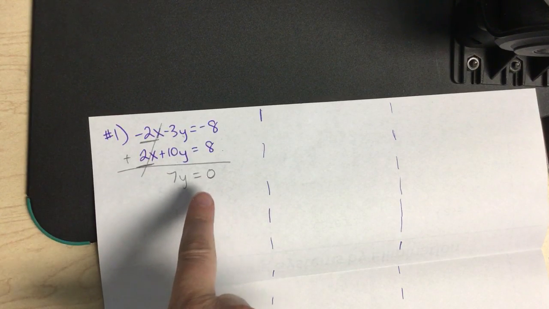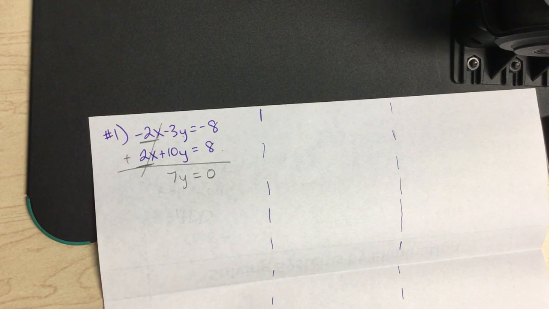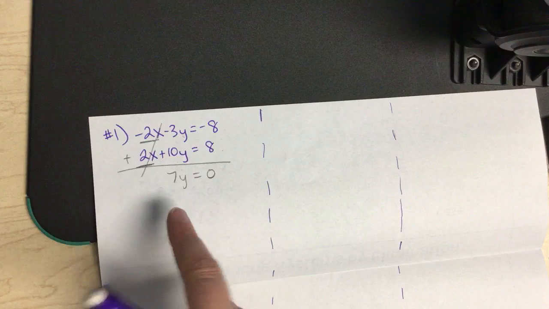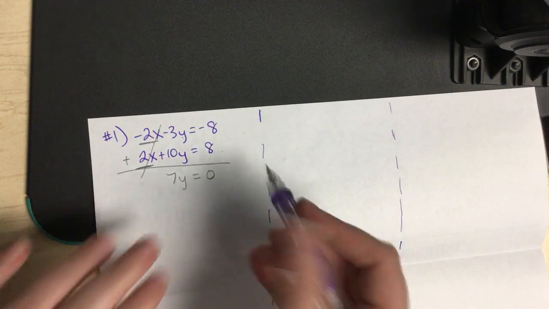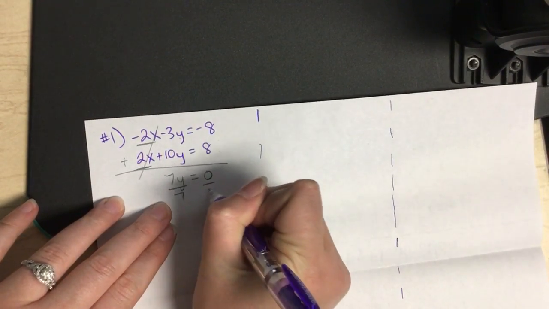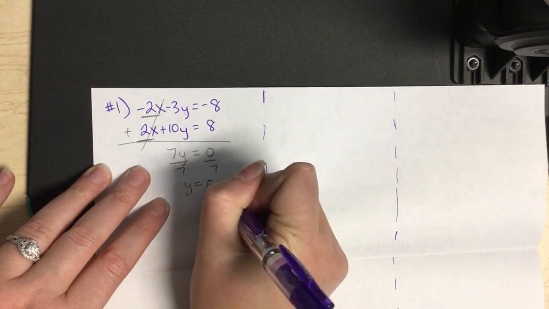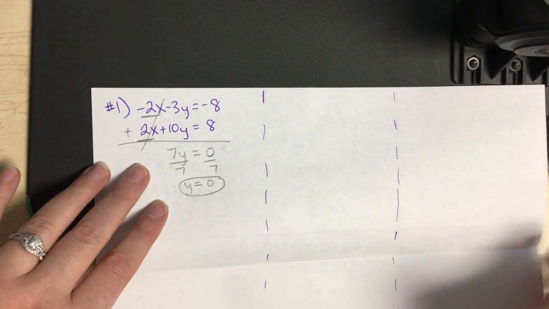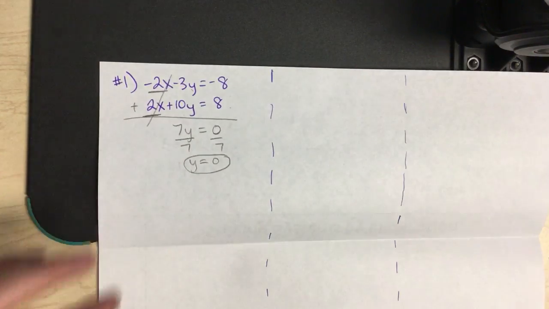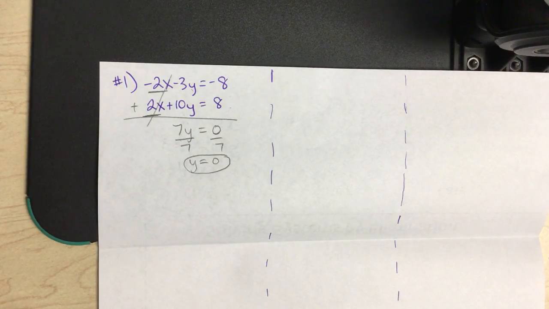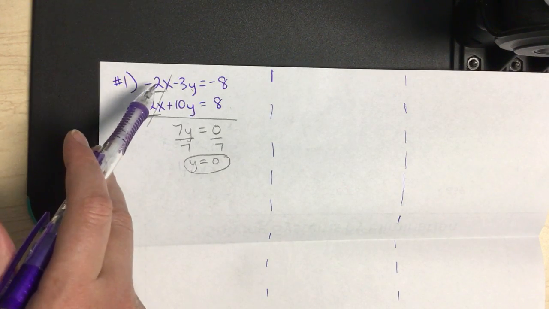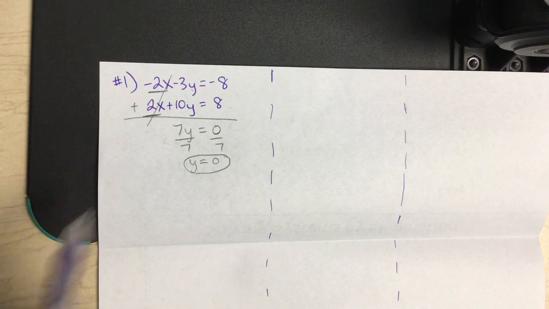And at this point, a lot of you are probably thinking this is a no solution. However, we can continue to solve for y. So to continue solving for y, I would divide by 7, and 0 divided by anything is still 0. So at this point, I've shown that y equals 0, but I still need to solve for x. So you can plug into either the top one or the bottom one. It doesn't matter. I like the bottom one because it's positive.